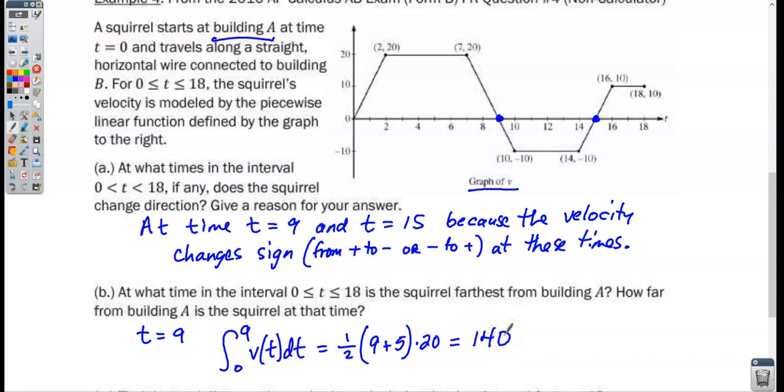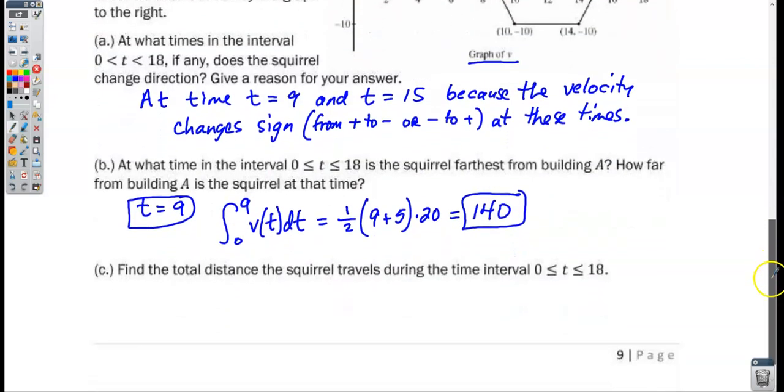as our value. Do we have any distance units? No. So no units needed in our answer. All right, so time 9, and the squirrel is 140 units away from the building at that time. All right, what else do we got?